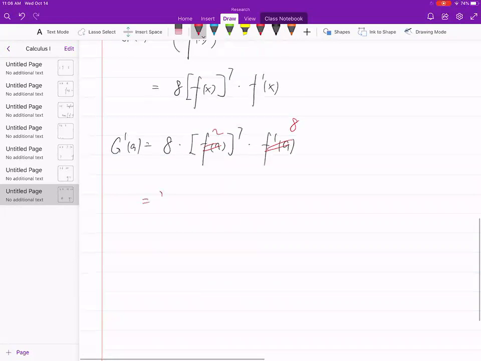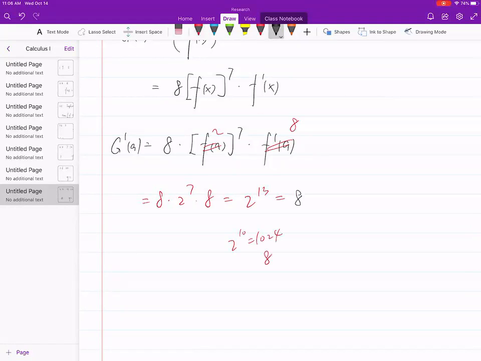So 64, let's see. 2 to the 3, 2 to the 3, so it's 2 to the 13. 2 to the 13 is 2 to the 10 times another 8. That will be the answer. All right.